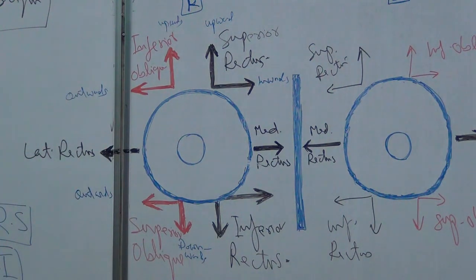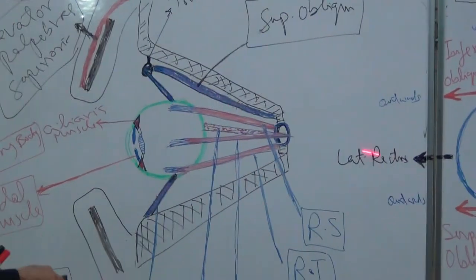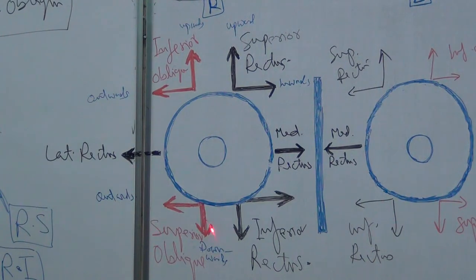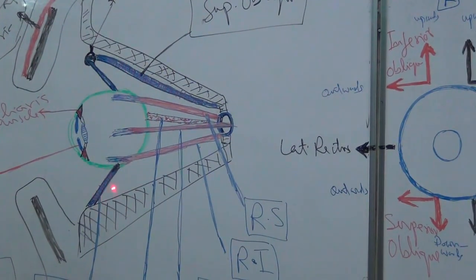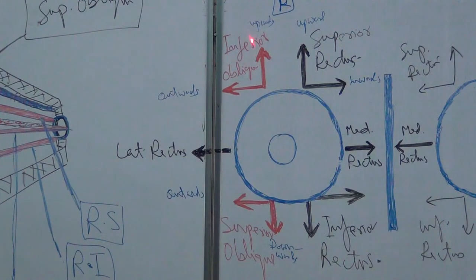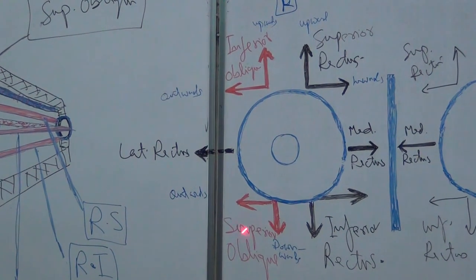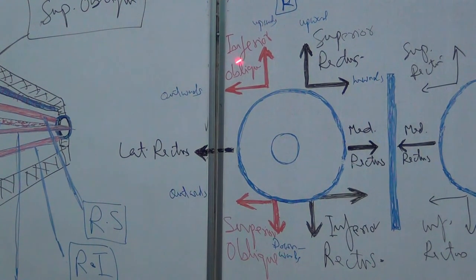Now, why is it a physiological or functional diagram, not anatomical? You know, the superior oblique is located above the eyeball, but in the functional diagram, it is labeled below the eyeball. Similarly, the inferior oblique, anatomically, is below the eyeball, but functionally, I have shown the inferior oblique upward. Why? Because the inferior oblique moves the eyeball upwards, while the superior oblique moves the eyeball downward. This is why I have written inferior oblique above the level of the eyeball, because it moves the eyeball upwards. And superior oblique, I have shown below the eyeball because it moves the eyeball downward.